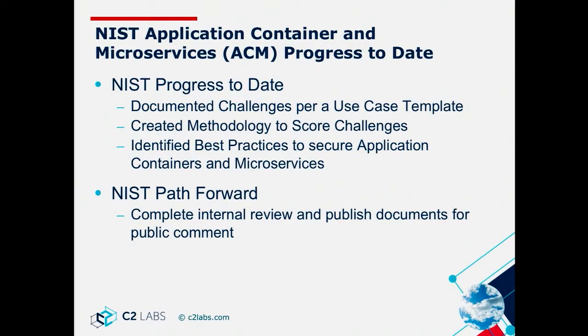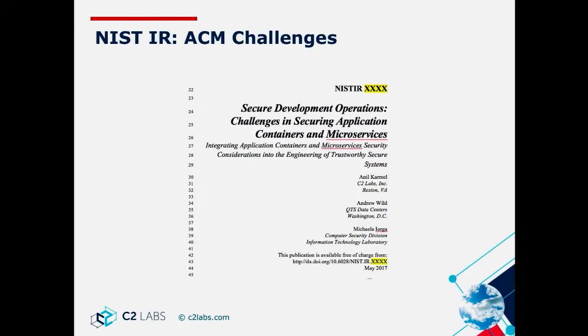So, path forward: the documents have been written. They're currently in NIST internal review, and they will be published for public comment shortly. So we're going to give you a preview of what these documents are, along with the document numbers. If you'd like to take note of the numbers, you can see what's going to be coming out from NIST shortly in this regard. So this will be the first document. This is NIST IR 8198 is the number for this document that will be released. And this is the challenges document in securing containers and microservices.